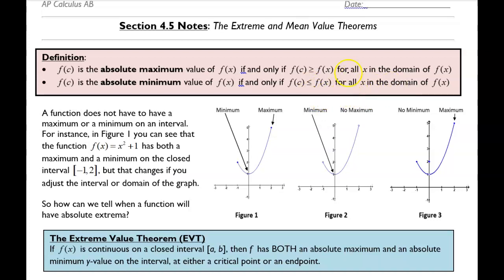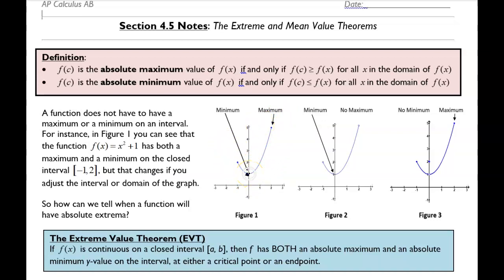We could also restrict it to a specific interval, which is most of the cases that we'll be talking about today. So a function does not have to reach an absolute maximum or minimum on its domain or on an interval. Sometimes it won't reach it. In this figure, number 1, we have the function x squared plus 1. It has both a maximum and a minimum.